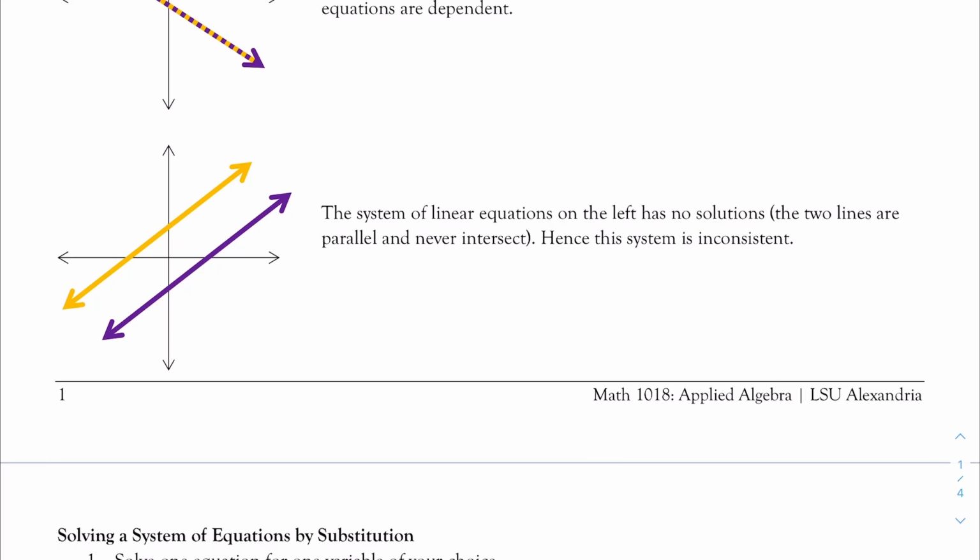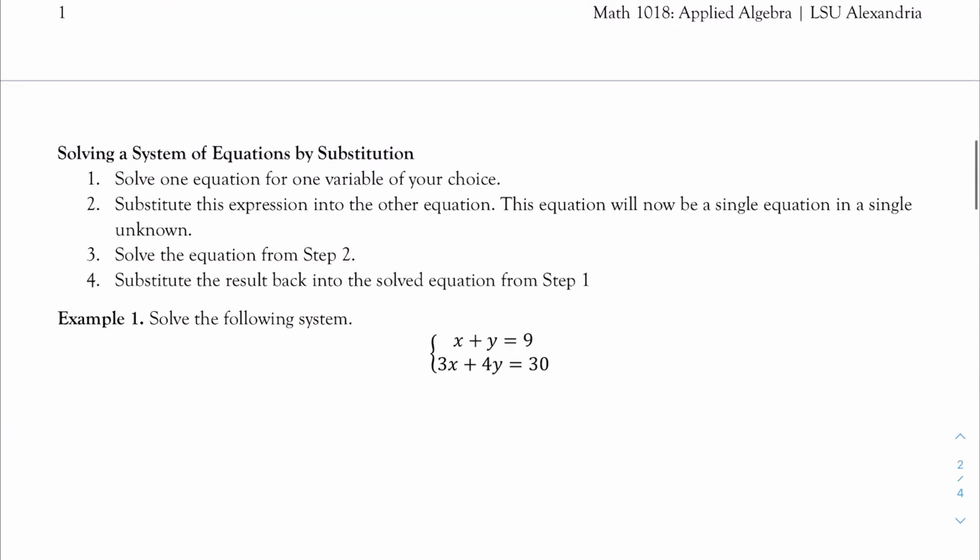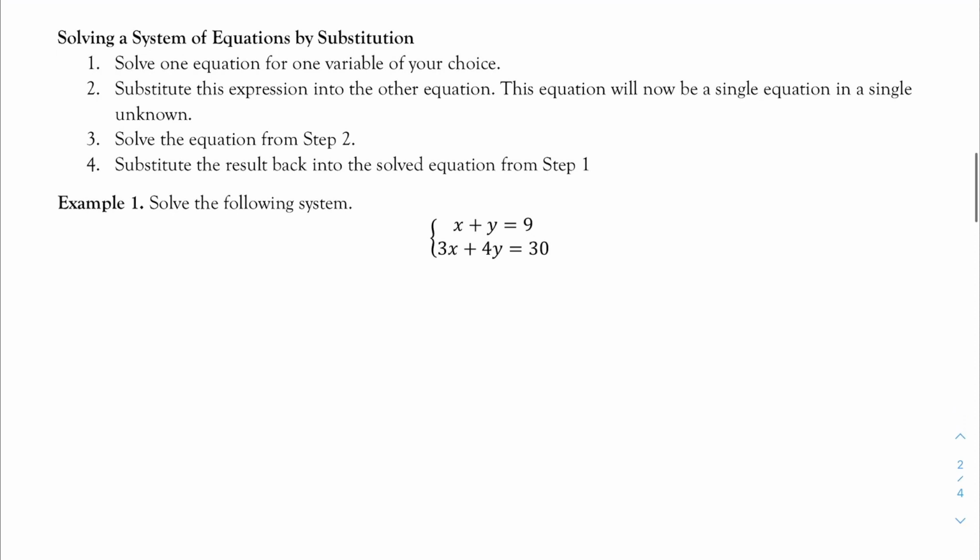So how do I solve a system of equations? System of linear equations, to be exact. We're going to learn about two methods. One being substitution, and the second being elimination.